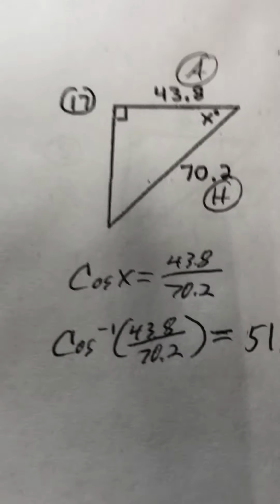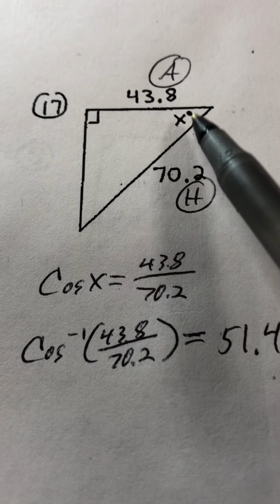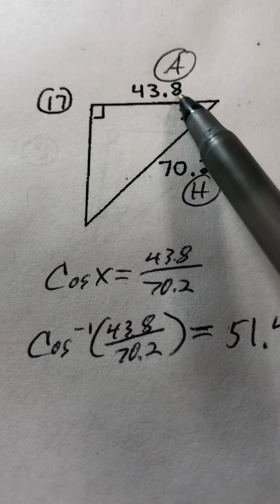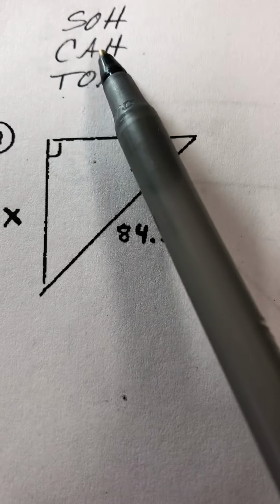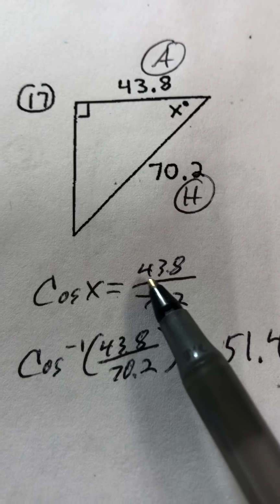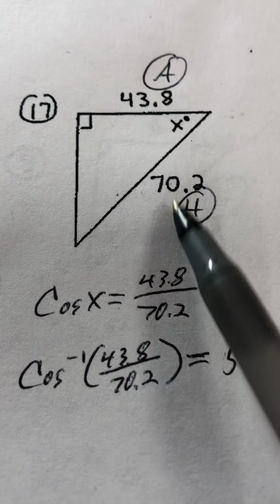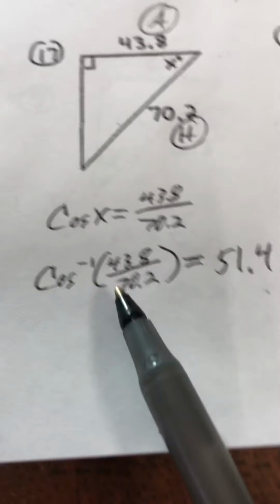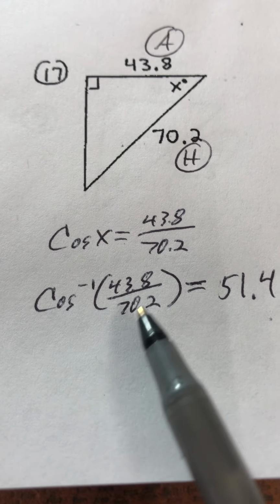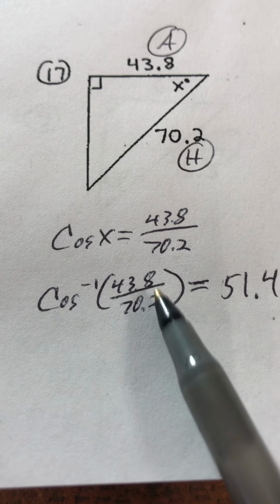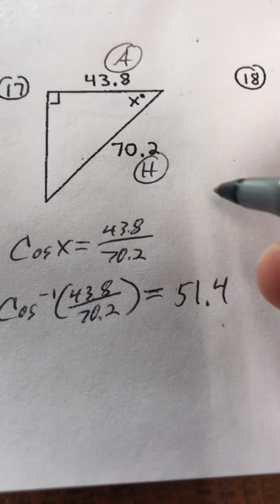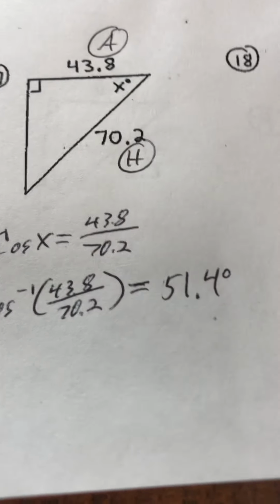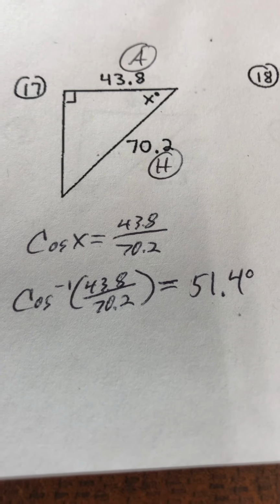And lastly, taking a look at this angle right here, I know the adjacent, I know the hypotenuse. So AH, the only one with AH is cosine, adjacent over hypotenuse. So that is going to be 43.8 over 70.2. And so I take the cosine -1 function, put in parentheses 43.8 over 70.2, and I get the measure of that angle, which is 51.4 degrees. Got to put that little degree symbol there to signify the measure of an angle.